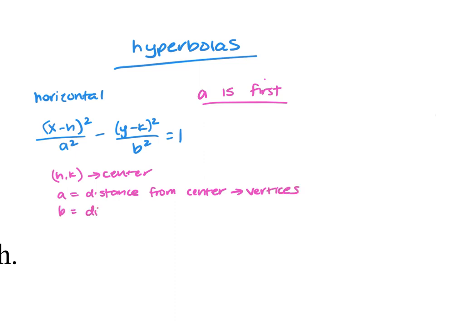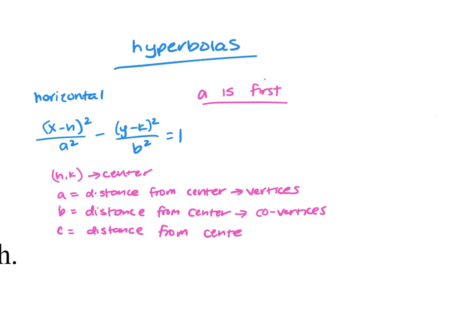B, again, is the distance from the center to the co-vertices. And c is the distance from the center to the foci. c squared equals a squared plus b squared for hyperbolas.